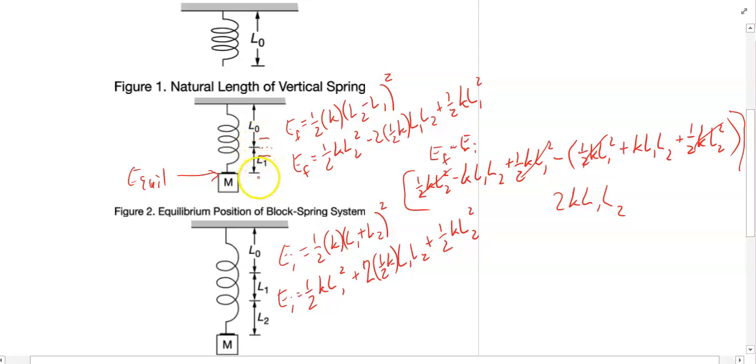Now if L2 is smaller than L1, it's going to come up here and stop right here before it returns, so it's stretched by this amount. Either way, the amount it's stretched if L2 is shorter, or the amount it's compressed if L2 is longer, is the same, and it's just the difference between L2 and L1.